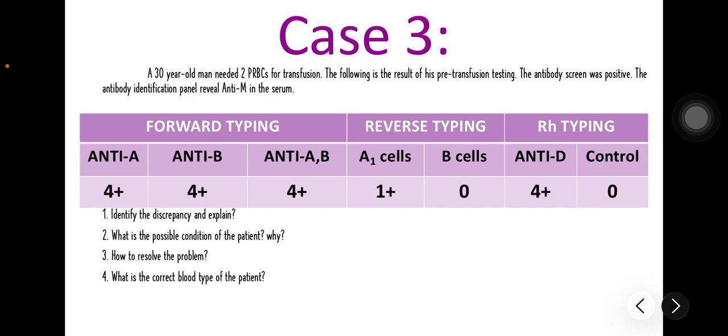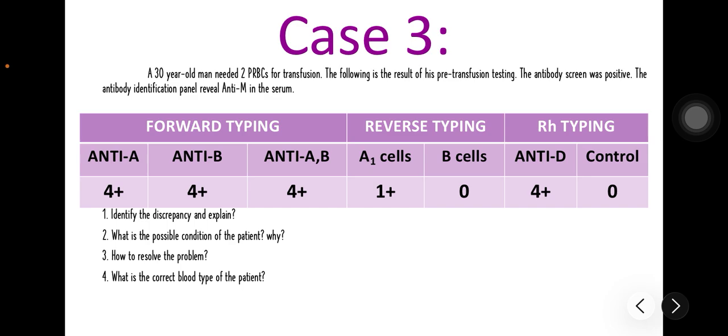So what's the discrepancy? In the forward typing, the patient is blood type AB, while in the reverse typing, it should be expected to have a 0 reaction with known A1 and B cells. But in here, we see a weak reaction or a 1 plus with A1 cells. This is not anti-A. This is most likely anti-M reacting with M antigen present on A1 reagent cells. So this is a group 4 ABO discrepancy because there is a presence of an unexpected antibody.